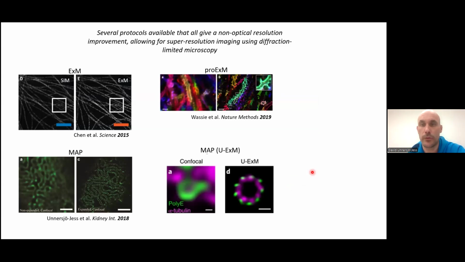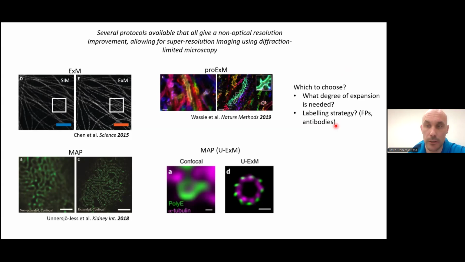So yeah, there are now several protocols out there. And again, the question arises, which of these do I choose? So here I would say, what degree of expansion do you need? It's kind of the same here, that the more you want to expand your sample, the more complex the protocol, and also the more complex the imaging is of the sample. So just expand your sample as much as you need.